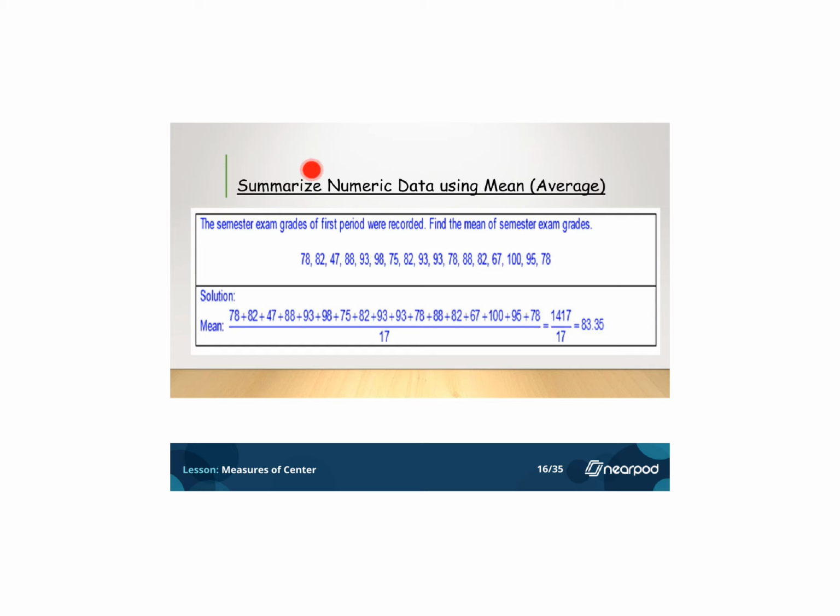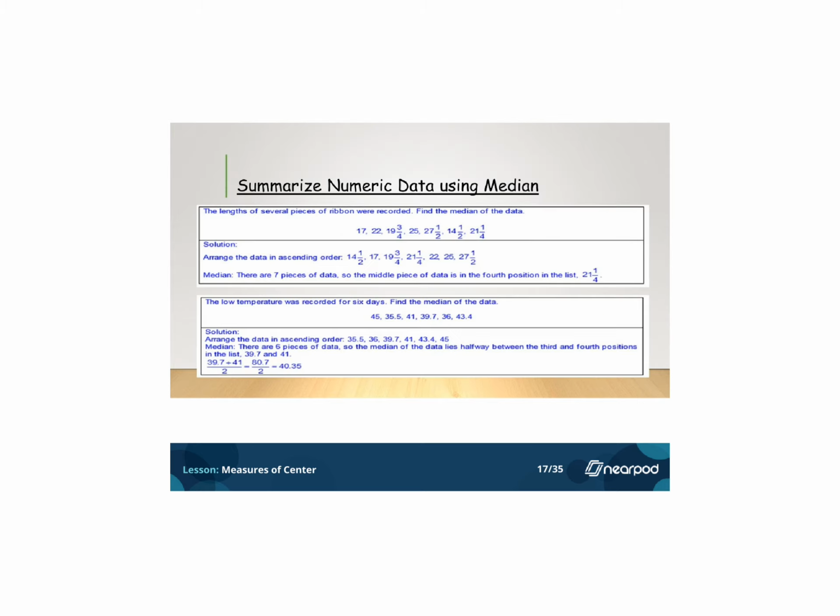So if we count all these, 1, 2, 3, 4, 5, and so on, you're going to count that in that class there were 17 exams. So again, you're going to add up all the exams, then divide by the number of exams that were given out, which is 17. Once we do that, we get 1,417 divided by 17. Once you divide that, you get 83.35. That is your answer.